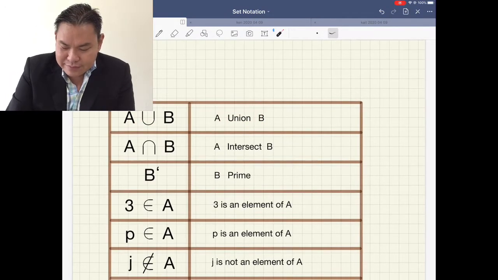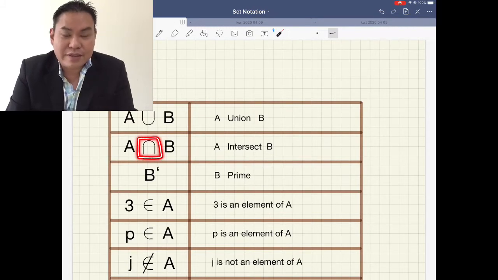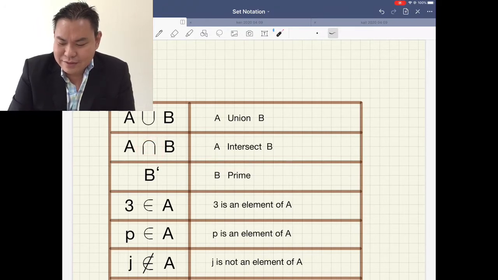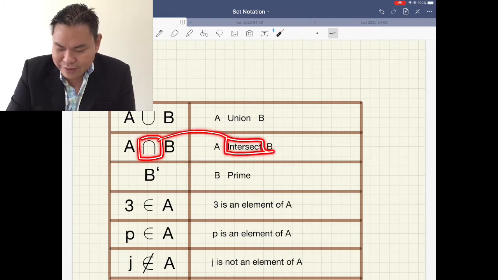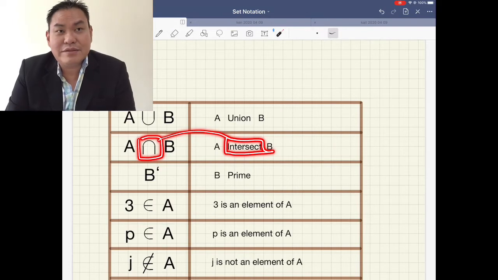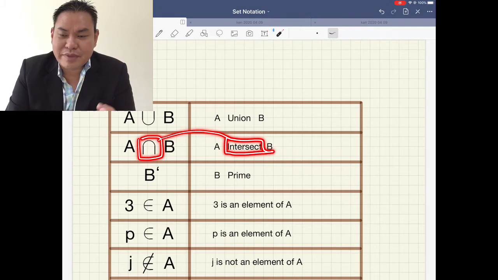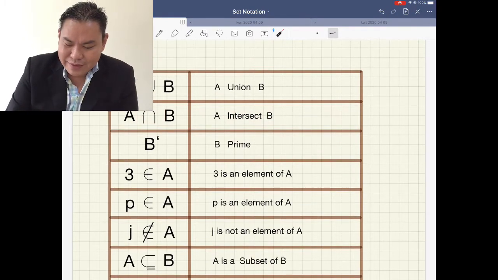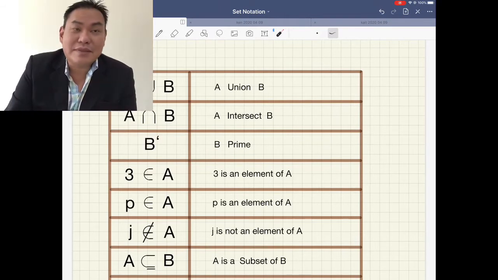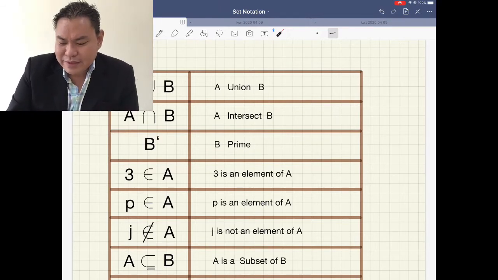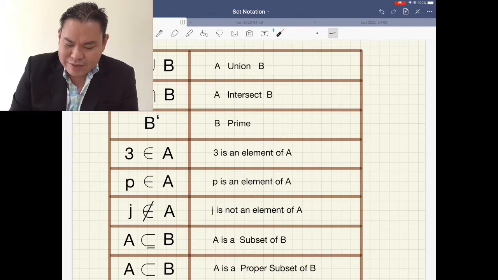The second one below, this notation looks like inverted U, is called intersect, and you pronounce it as A intersect B. It means the new set only lists out the members that is both member of A and member of B. The next one is B prime. It looks like a small comma at the top there, or we can call it apostrophe. B prime means anything outside B.